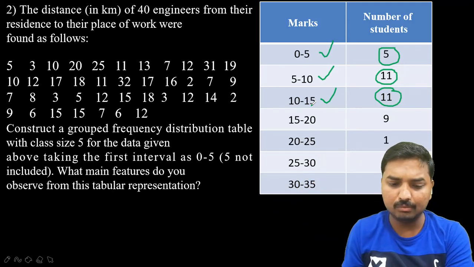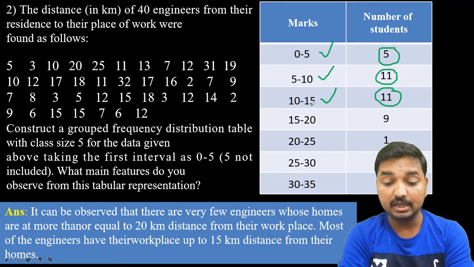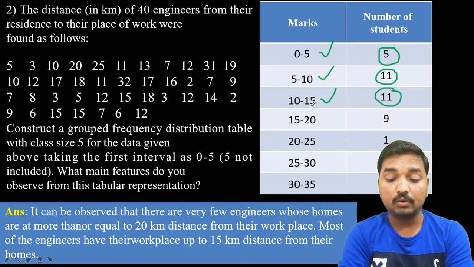So we can say this. So I have given the answer: there are only few engineers whose home are at more than or equal to, I forgot to place a space here after the than. Okay, than or equal to 20 kilometer distance from their workplace.